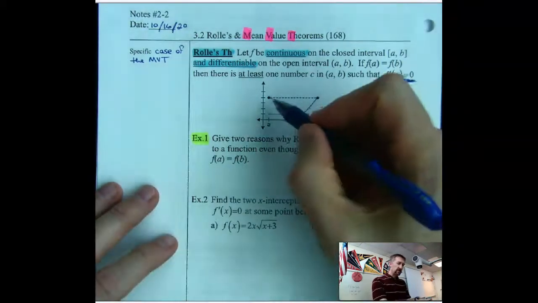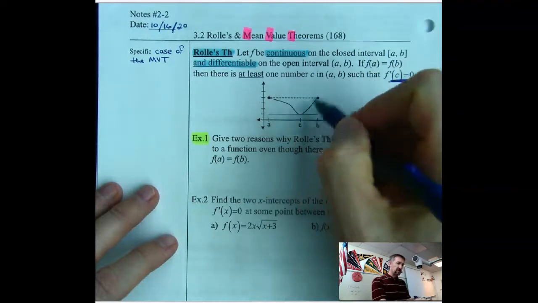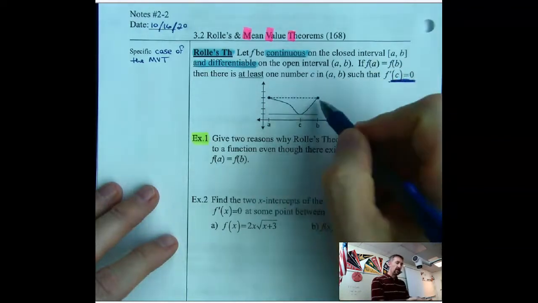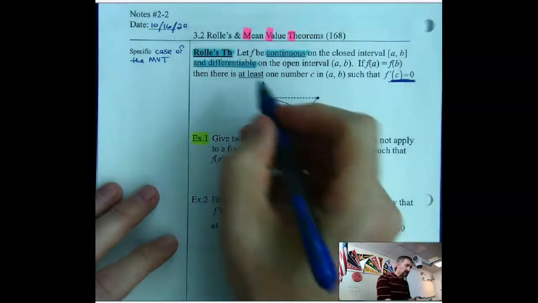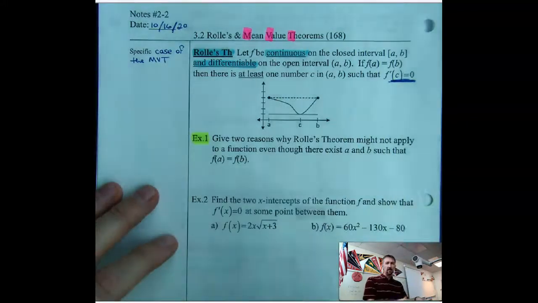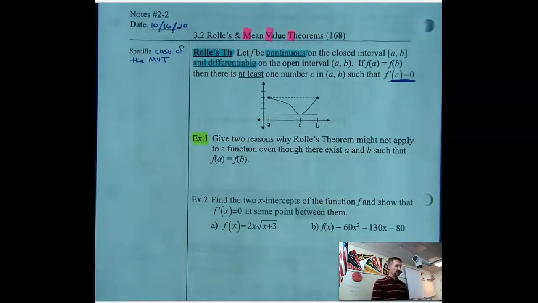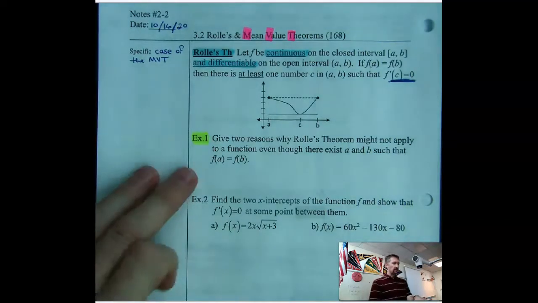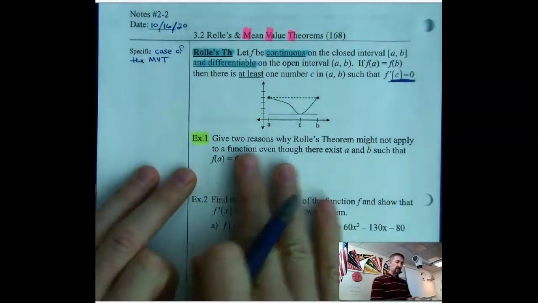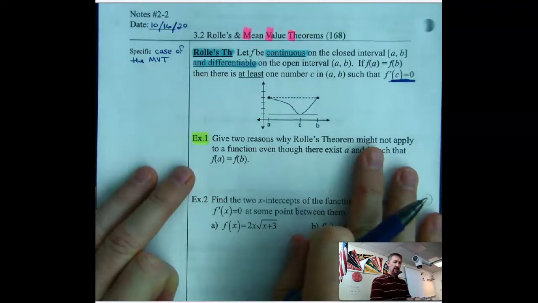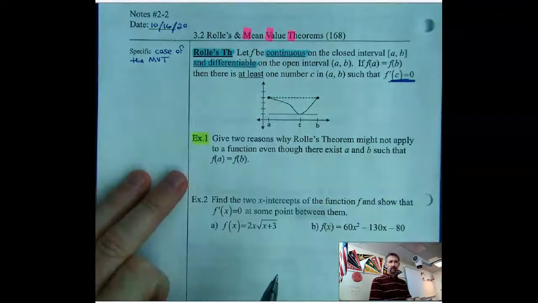Now this thing could be going like the sine or cosine curve. It could be going crazy in between there. But at least once, it has to come back up or back down and give us a horizontal tangent. So let's start off just simply. It says give 2 reasons why Rolle's theorem might not apply. Well, they're highlighted right there.